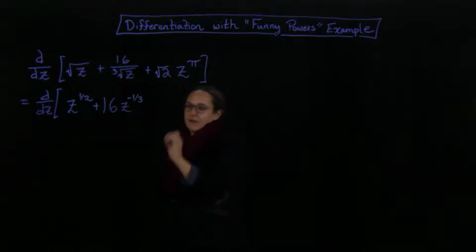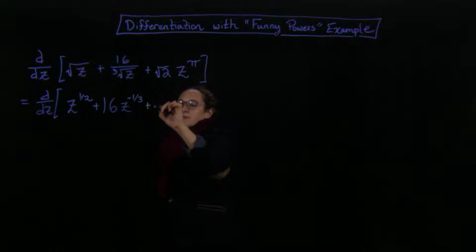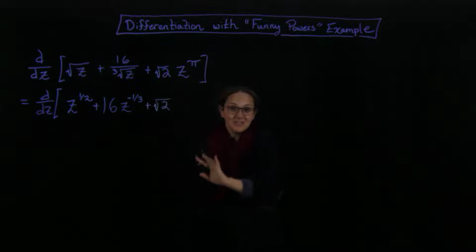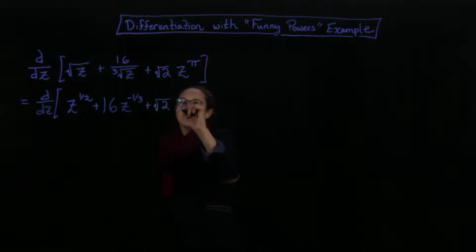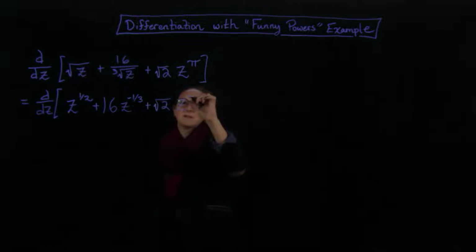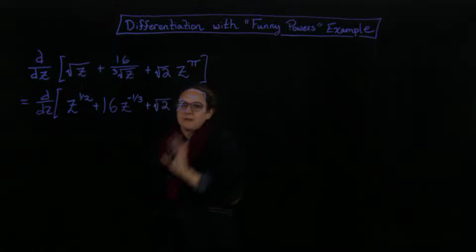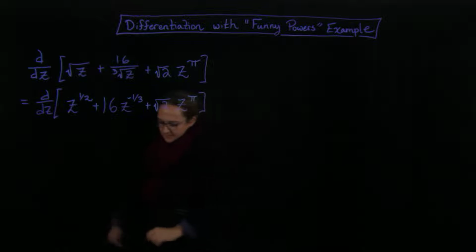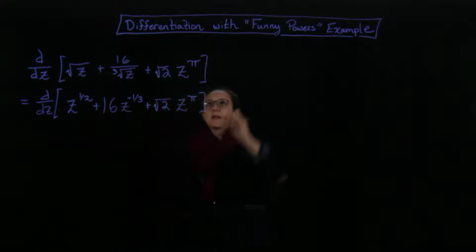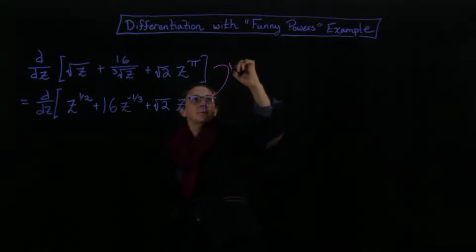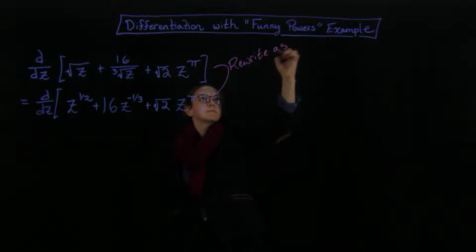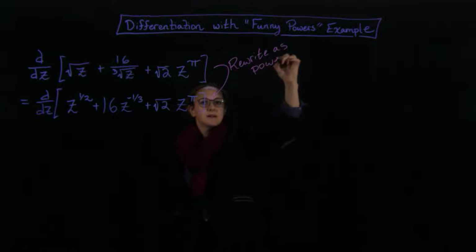Now we have the square root of 2. This is just a constant. I don't have to change it around. And then I have z, and the power is pi. That's okay. Pi is a number. We leave it there. Now everything's in terms of powers. So in the first step, what did I do here? I just rewrote everything as powers. So step 1, rewrite as powers. That's not a problem. We can do that.